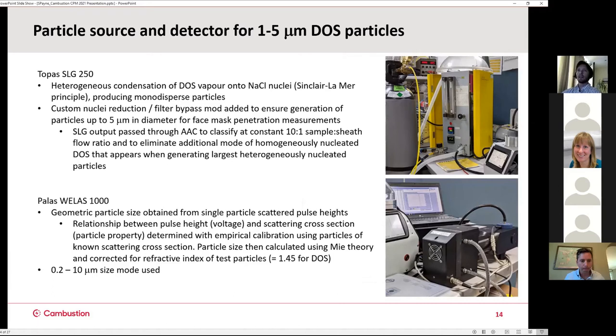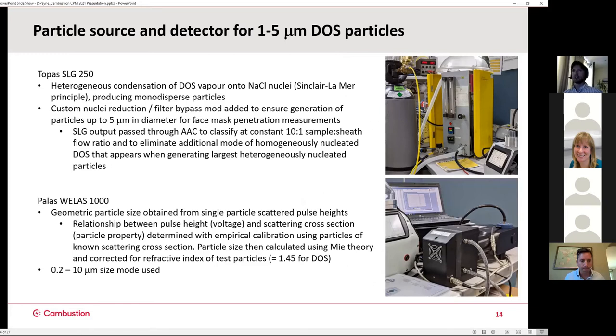So the Topaz SLG is a condensation aerosol generator. Again, we were using DOS vapor. You can use waxy solids as well inside it. And that condenses the DOS vapor onto salt nuclei, producing monodispersed particles.